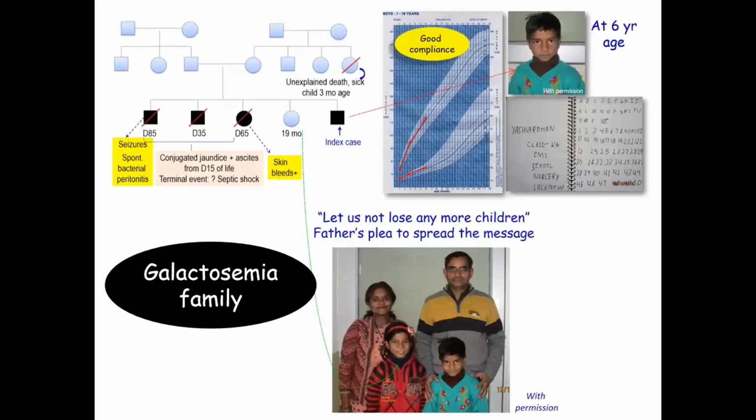This is the galactosemia family, who I always show in all my slides. This is a mother and a father who lost 3 children before they could diagnose galactosemia in their child. And look at this boy, he's 6 years of age with perfectly normal writing and mentation. And this is that little girl also who has grown up now. And this father always says, let us not lose any more children. And he's one person who helps me promote this message all across India.